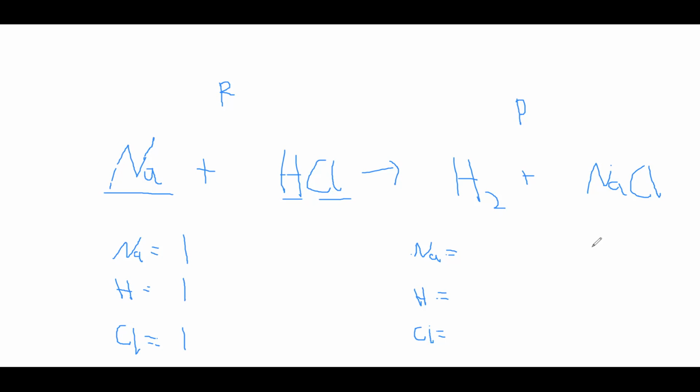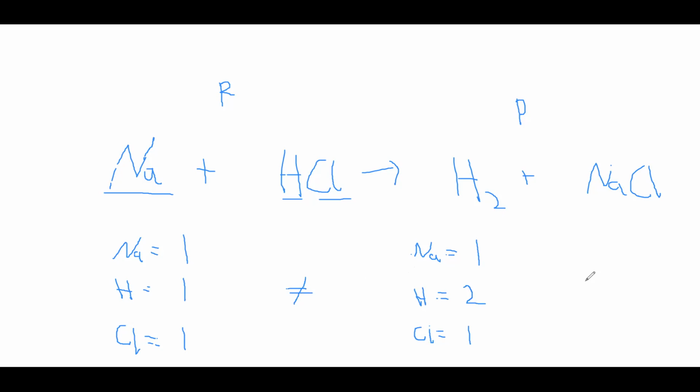Now, if we switch it over to the product side, how many Na's in the products? One, exactly. Very good. How many H's? Two. Yeah, two H's. And how many Cl's? One. Very good. All right. So we're so close to being balanced, right? Our Na's are balanced, our Cl's are balanced, but that pesky H has that 2 over here. And so our H's are not balanced.